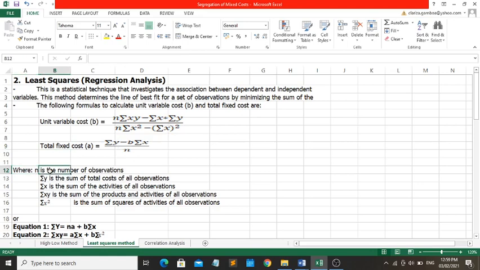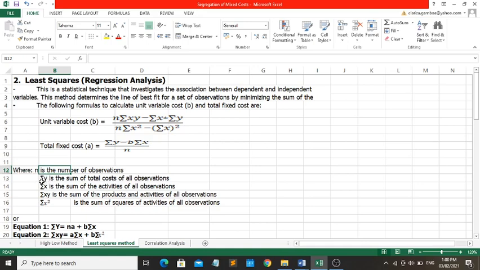It means, for example, we are given data from January to June. How many observations is that, or what is our n? January, February, March, April, May, June. So, we have 6 observations. That is what n means.